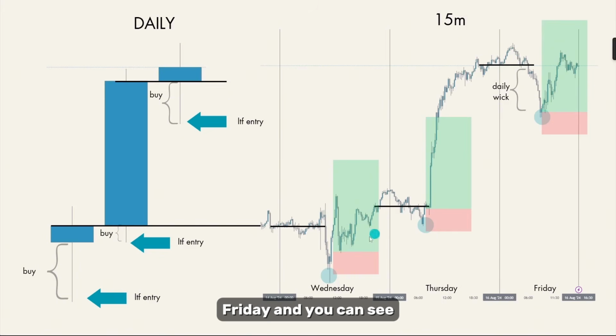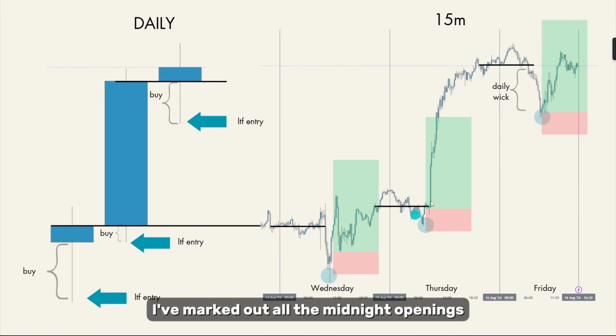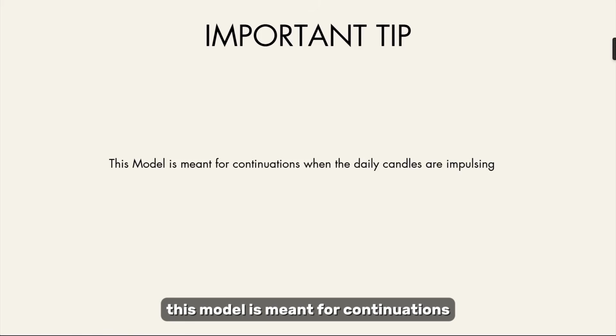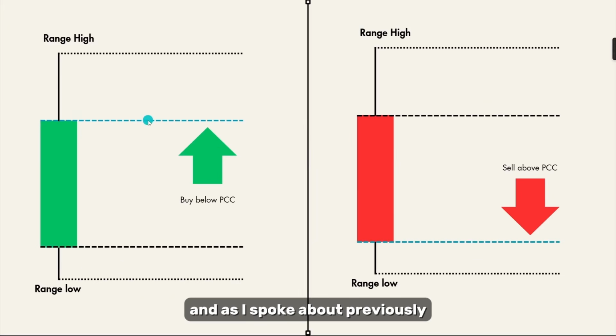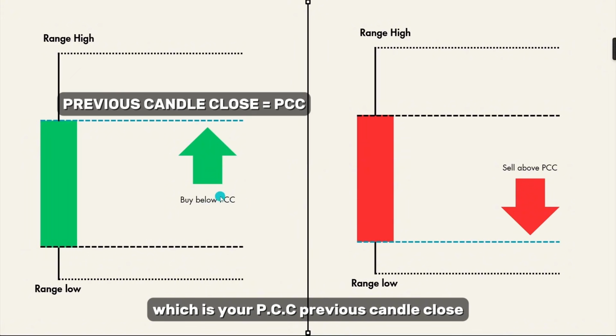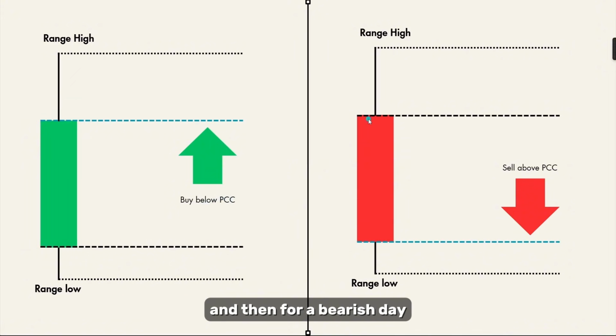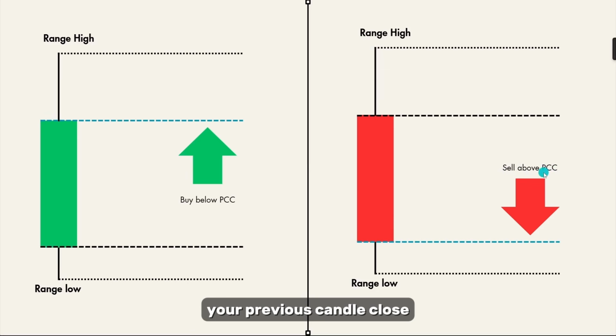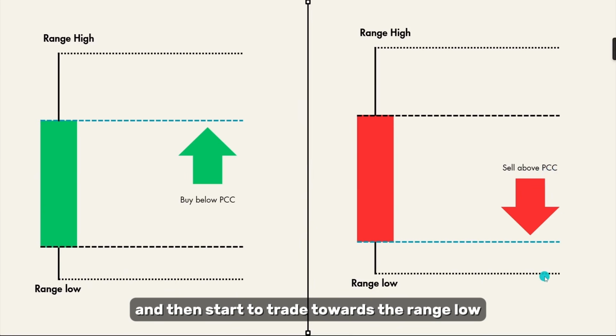Wednesday, Thursday, Friday, and you can see I've marked out all the midnight openings for this. An important tip, this model is meant for continuations when the daily candles are impulsing. And as I spoke about previously, in the ideal area, an impulsive daily candle would reckon that you want to buy below that candle close, which is your PCC, previous candle close. And then for a bearish day, you're then looking for that immense bearish nature where you're then looking to sell above your previous candle close and then start to trade towards the range low.